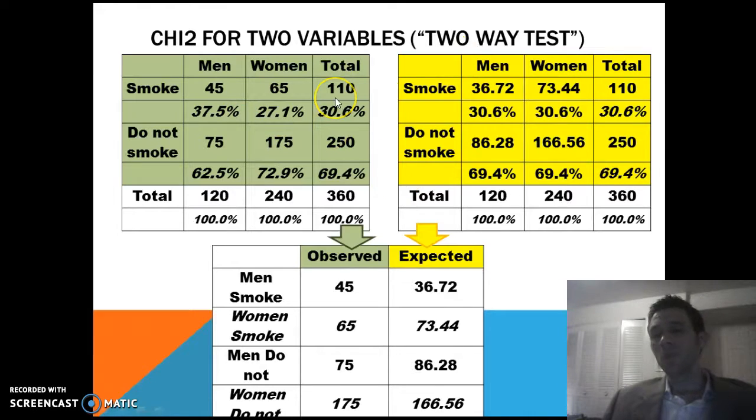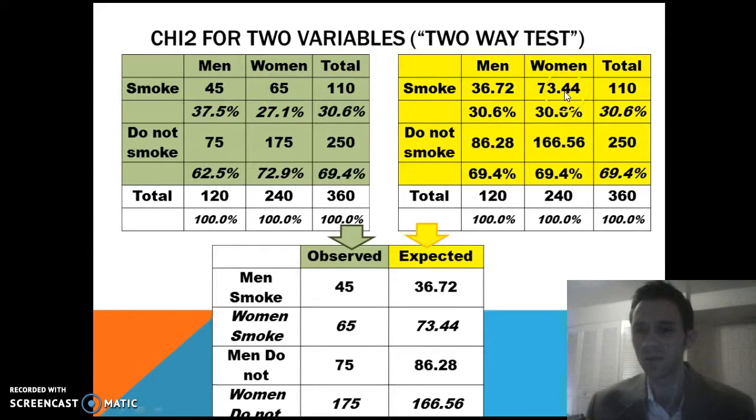So the way we compute chi-square for this is like what we were doing with the one-way table, except that you can see things are kind of spread out and you'd have to go picking through cells to compare the observed value to the corresponding expected value. So 45 minus 36.72, and then you have to find 65 minus 73.44.